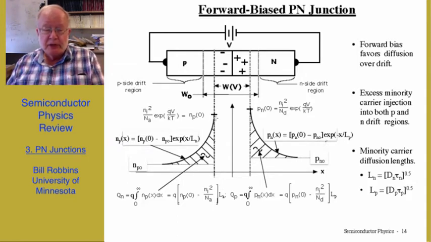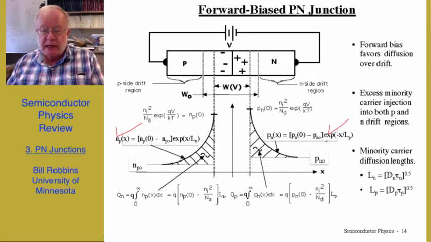The actual spatial distribution of these excess carriers is shown here for electrons on the p-type side and for holes on the n-type side. The spatial dependence is an exponential decay as you move away from the edge of the depletion region into the depths of the drift region. The spatial decay constant is a so-called diffusion length.